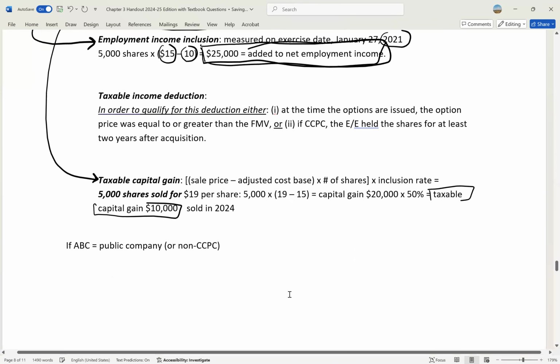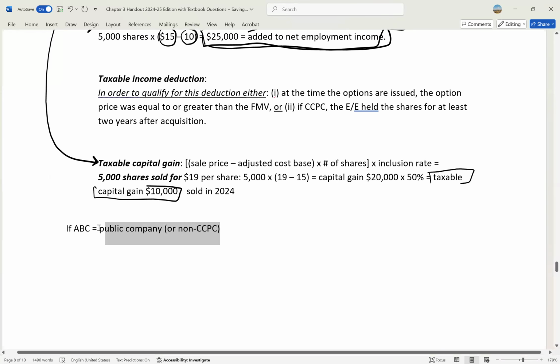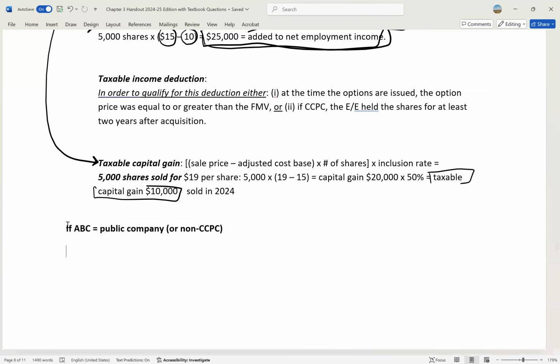So let's talk about this first example. Let's say ABC was a public company, or not a CCPC. Now, we talked about CCPCs last week, Canadian Controlled Private Corporations, and I kind of mentioned briefly that the government usually gives certain sort of tax incentives to Canadian controlled private corporations. They want Canadians to incorporate their own small business.